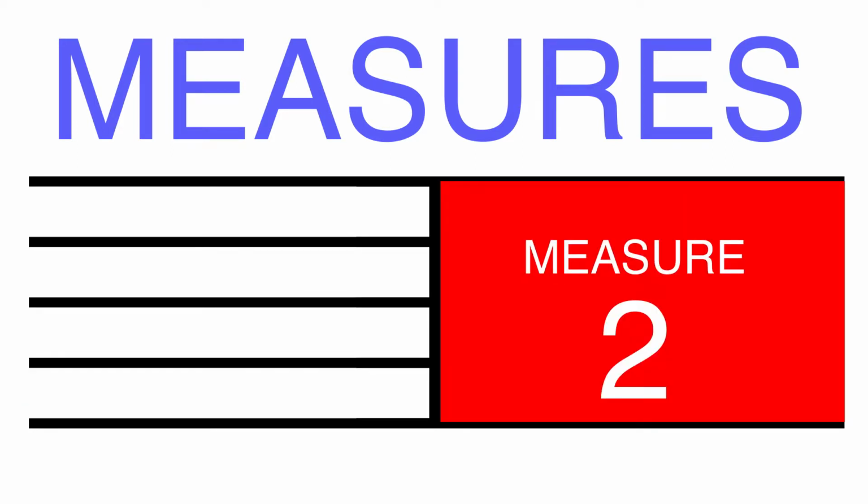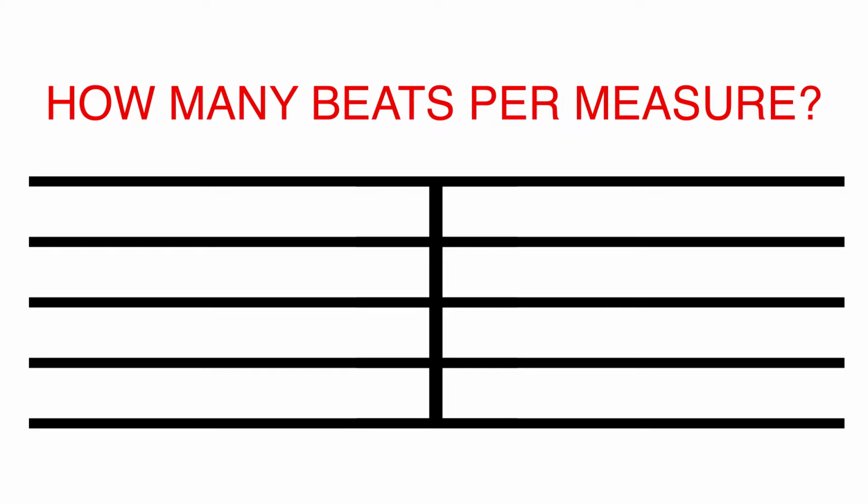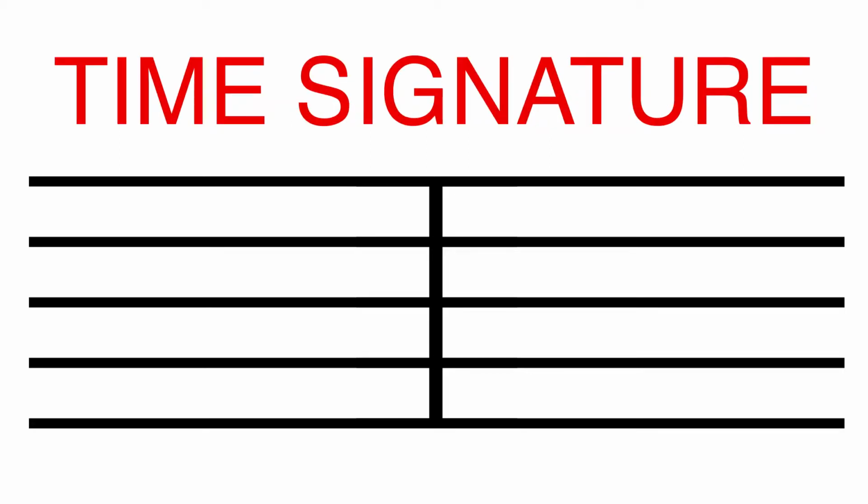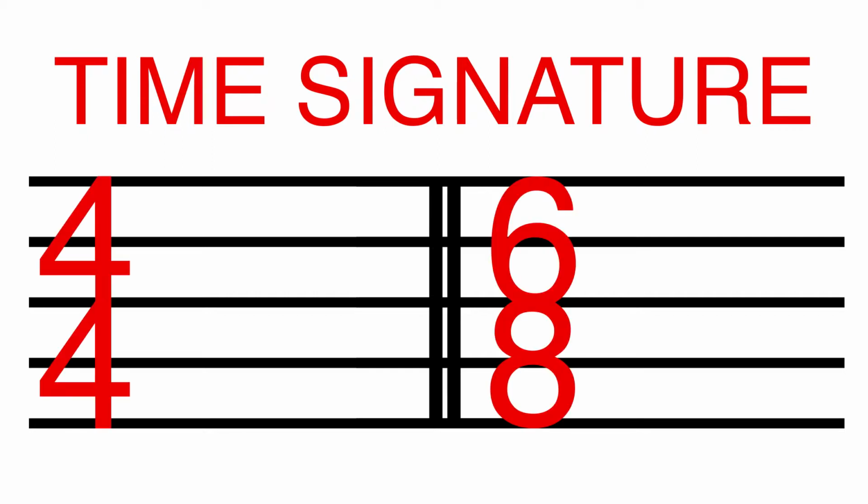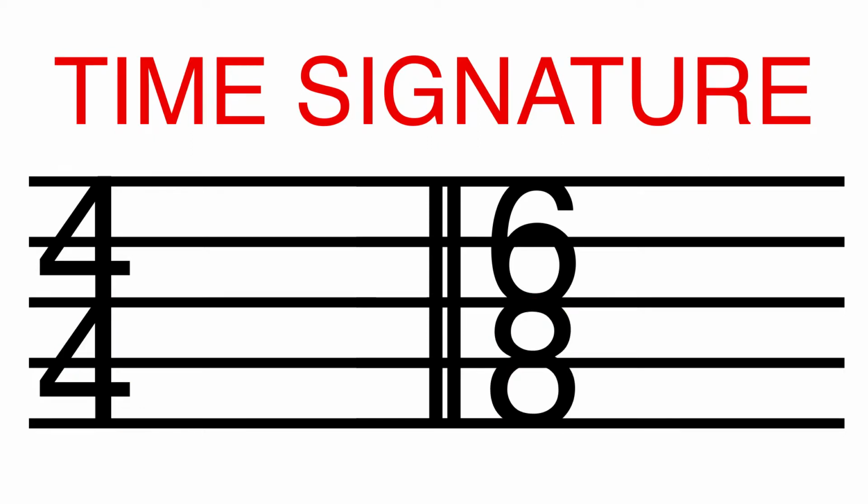The bar lines on the staff help classify the measures, and each measure holds a specific number of beats. To determine the number of beats in each measure, you need to figure out the time signature. The time signature looks something like this. The number at the top represents how many beats are in a bar, and the number at the bottom represents the note value for each beat. Don't worry if you don't understand this yet. I will go over this more in a later lesson.